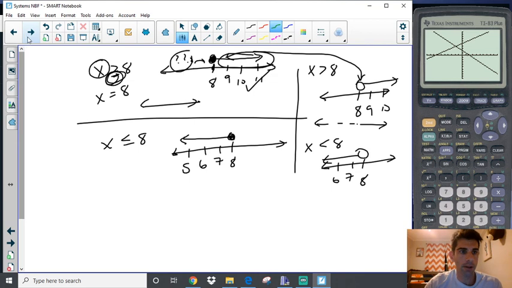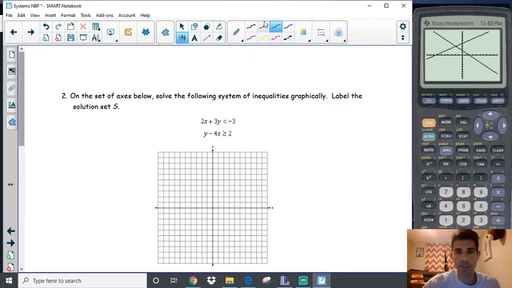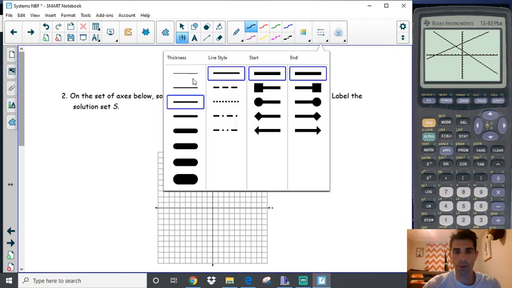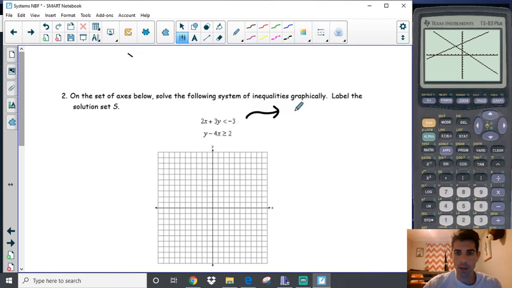All right, let's go to another one here. Same question, just a little bit different because now, in order to graph, you have to solve for y, right? So I'm going to move this 2x to the other side.